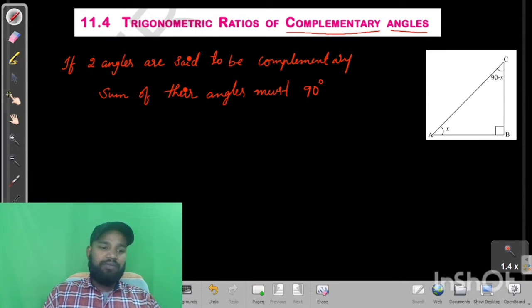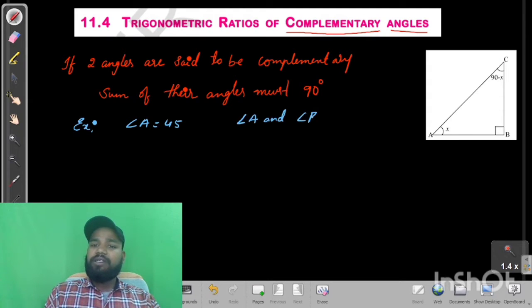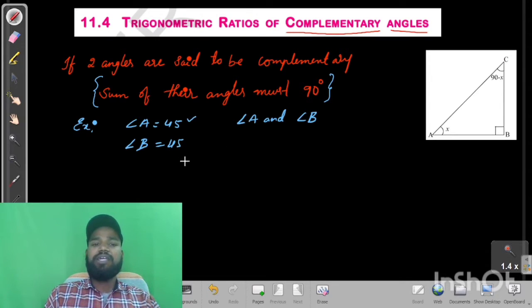For your understanding, I am taking an example. Suppose angle A equals 45 degrees, and I am saying that angle A and angle B are complementary. So what is the angle B? It is absolutely 45. Why? Because the condition here is that the sum of the two angles must be equal to 90. If one angle is 45, the remaining to get 90 is 45.